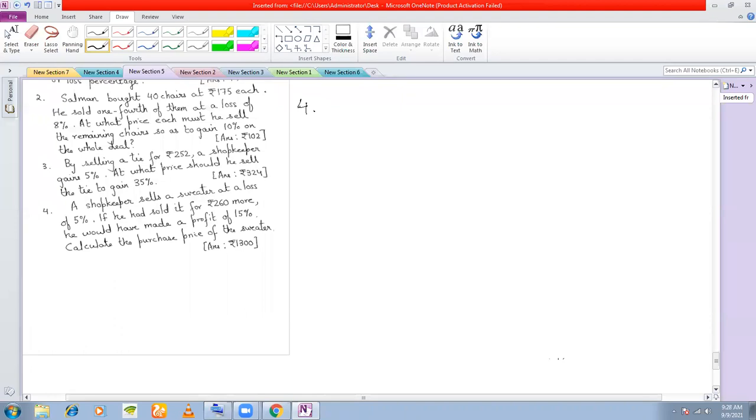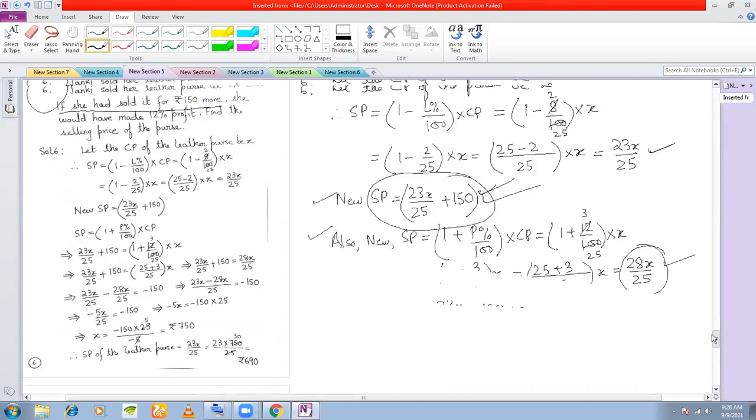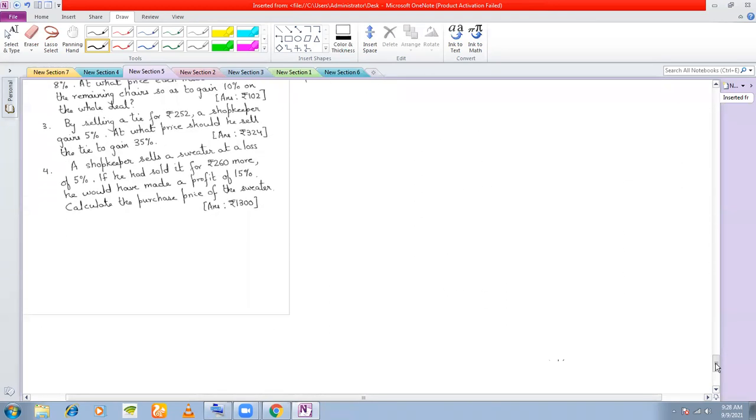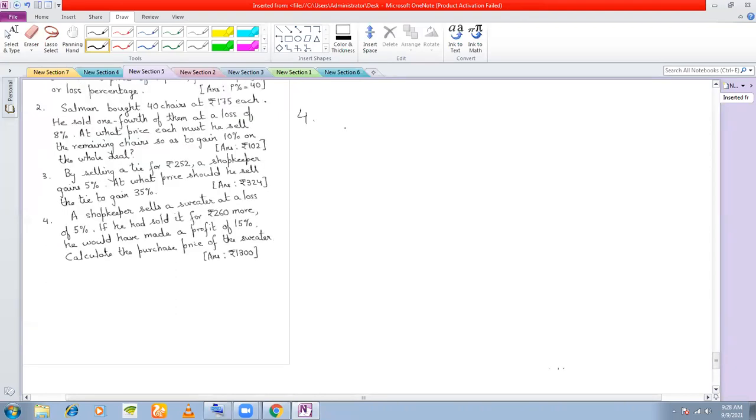Question number 4: a shopkeeper sells a sweater at a loss of 5%. If he had sold it for 260 more, he would have made a profit of 15%. Calculate the purchase price of the sweater. This is very similar to the problem where Janki sold a leather purse. We don't know the cost price, so let the cost price of the sweater be x.